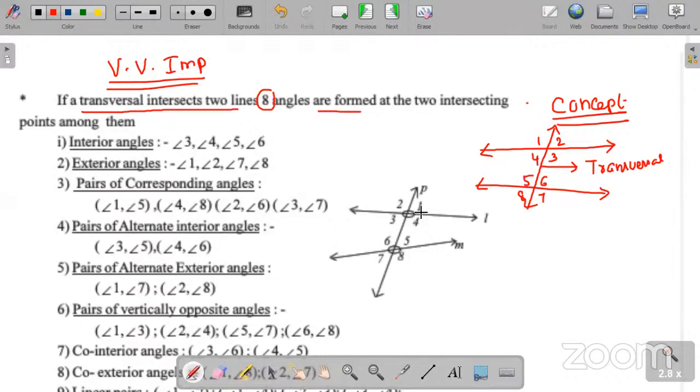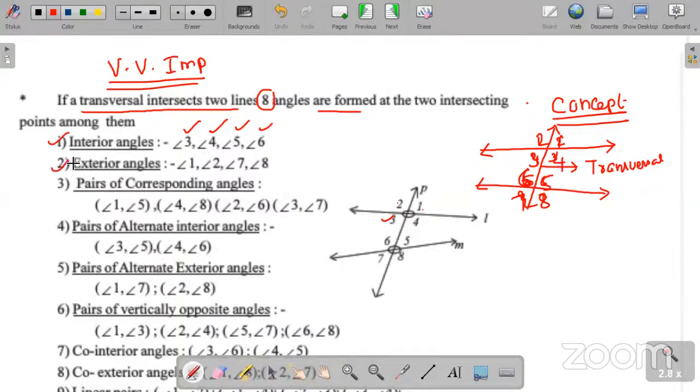See, my dear students. For example, this angle is 1, this angle is 2. Like this, 1, 2, 3, 4, 5, 6, 7, 8. Here 3, 4, 6, 5 are inside of these two lines. That's why they are interior angles: angle 3, angle 4, angle 5, angle 6 are called interior angles. Whereas 1, 2, 7, 8 are called exterior angles.